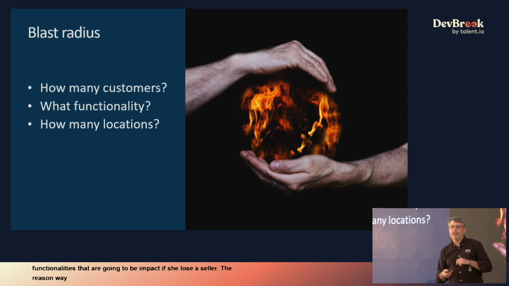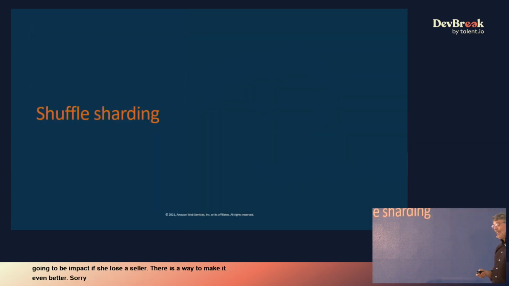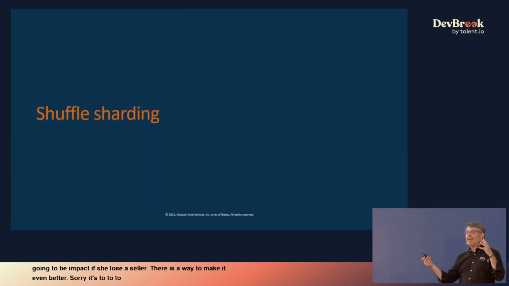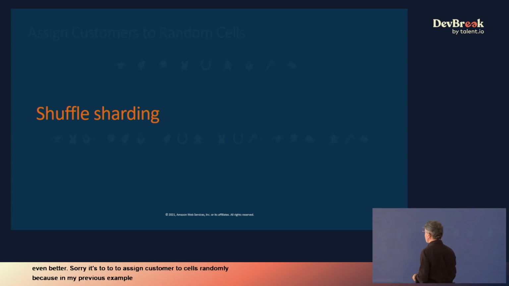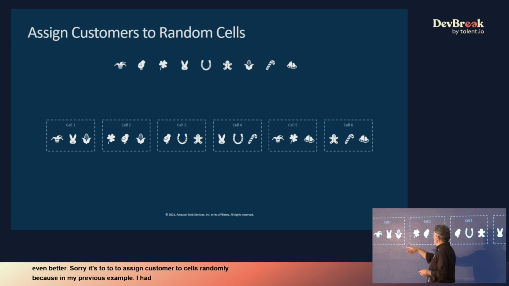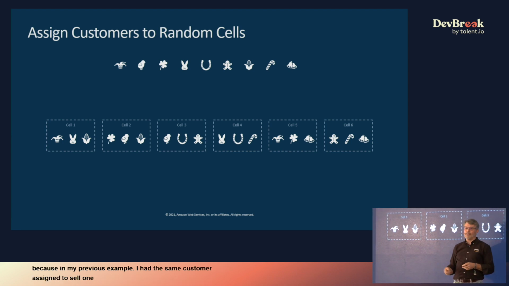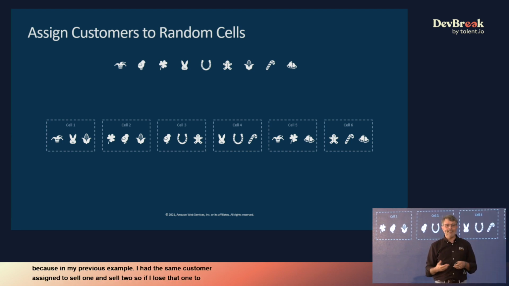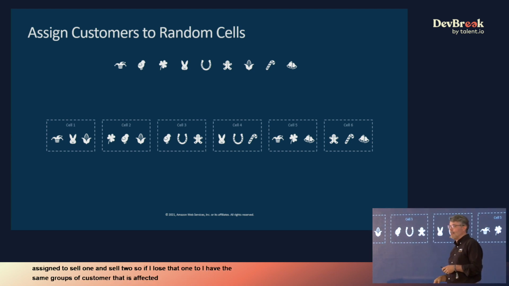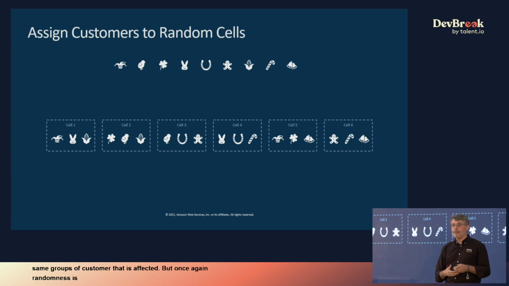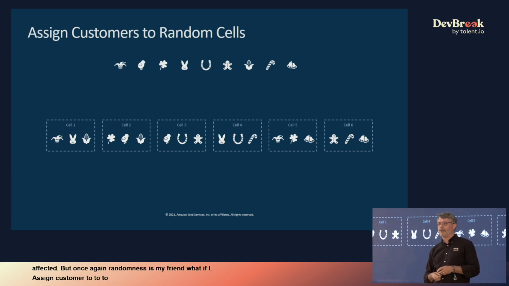There is a way to make it even better. It's to assign customers to cells randomly. Because in my previous example, I had the same customers assigned to cell 1 and cell 2. So if I lose cell 1 and cell 2, I have the same group of customers that is affected. But once again, randomness is my friend here. What if I assign customers to cells randomly?